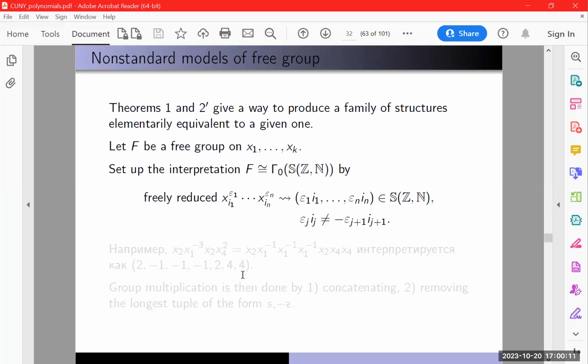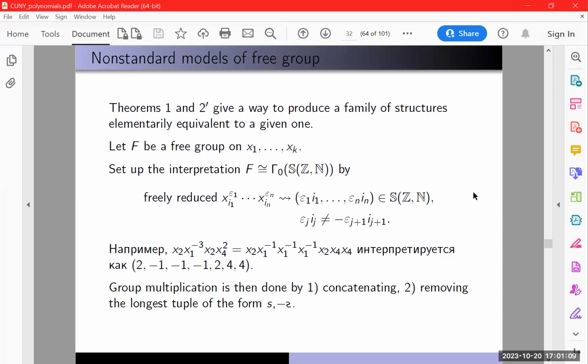And again, let's be as cynical as possible here. If you have a group word on generators, x_{i1} to the power plus or minus 1 times x_{i2} to the power plus or minus 1, and so on, how can we record this over N? I'll just record it as a tuple where I put i1 for x_{i1}, then follow it by i2 for x_{i2}, and so on. And I'll slap a minus every time I want an inverse instead of the element itself. For example, if you have a group word that starts with x2, x1 to the power minus 3, then the interpretation is 2, minus 1, minus 1, minus 1, and then whatever else.